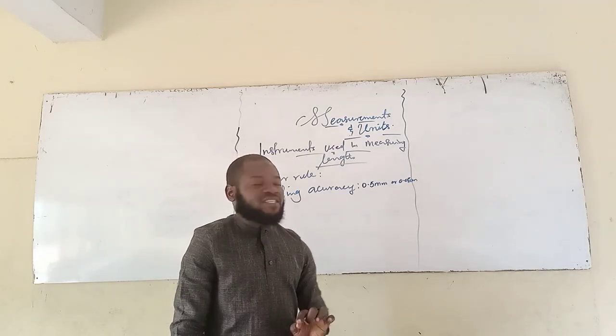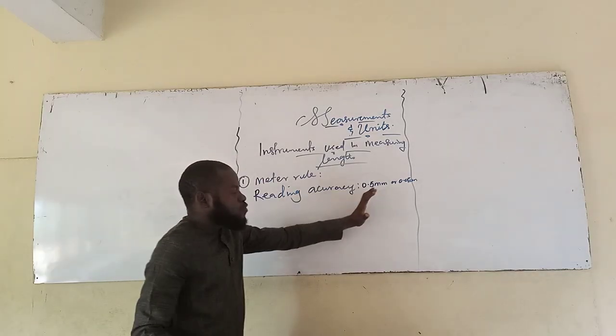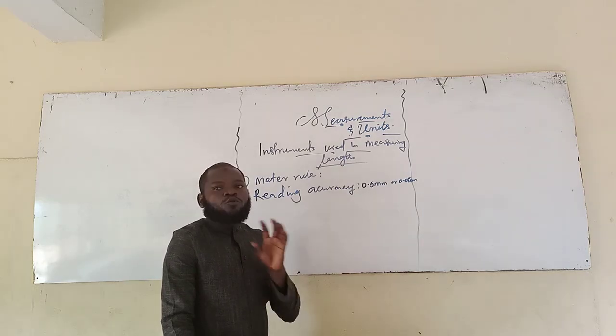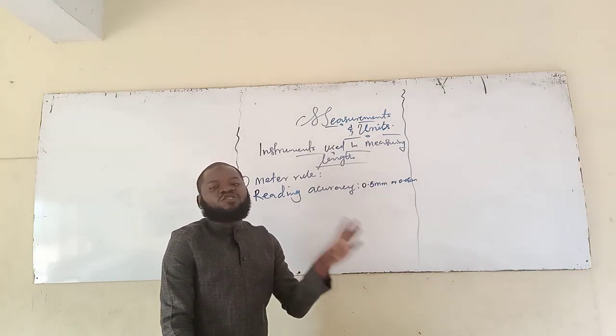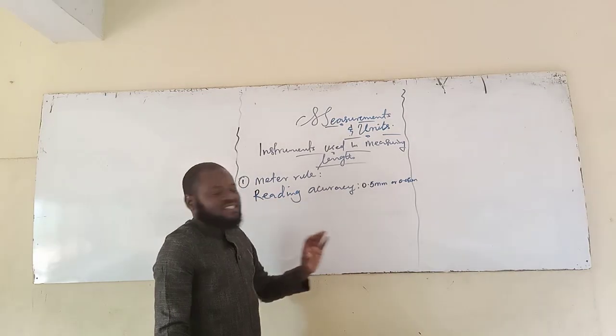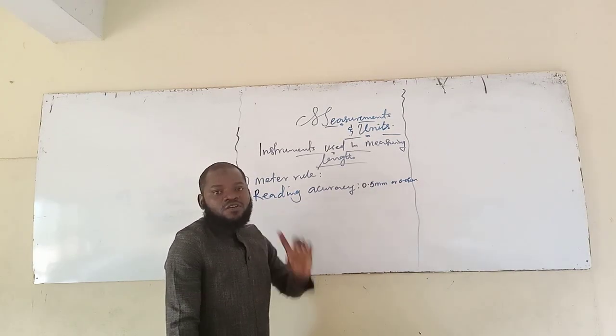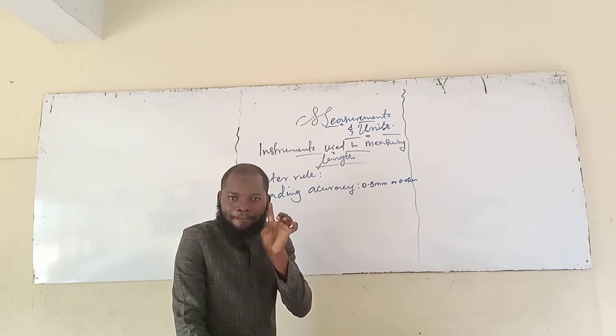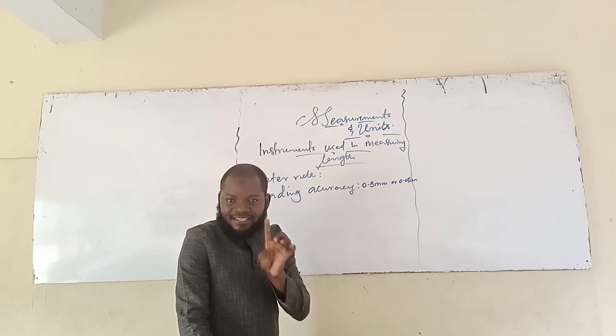This also assists you to know the right decimal place to report your answer, and this is very important. When you have your reading accuracy, it tells you to what decimal place that instrument can measure. Now, if you are using a meter rule in millimeter, you can only measure to one decimal place. Are you getting it now?